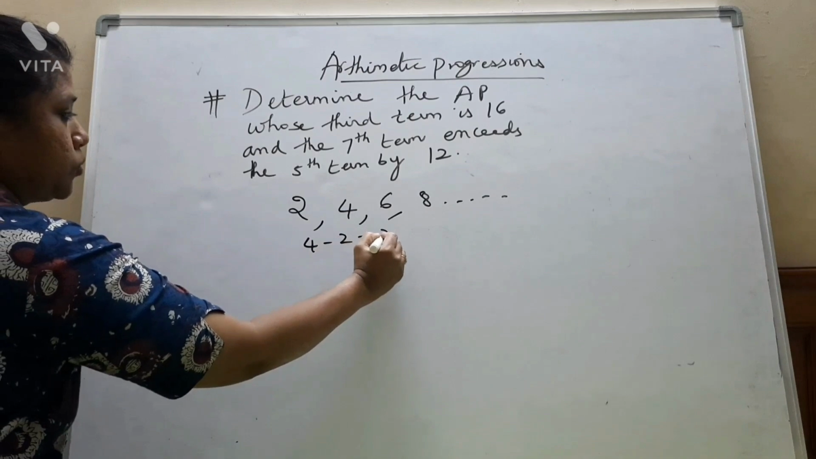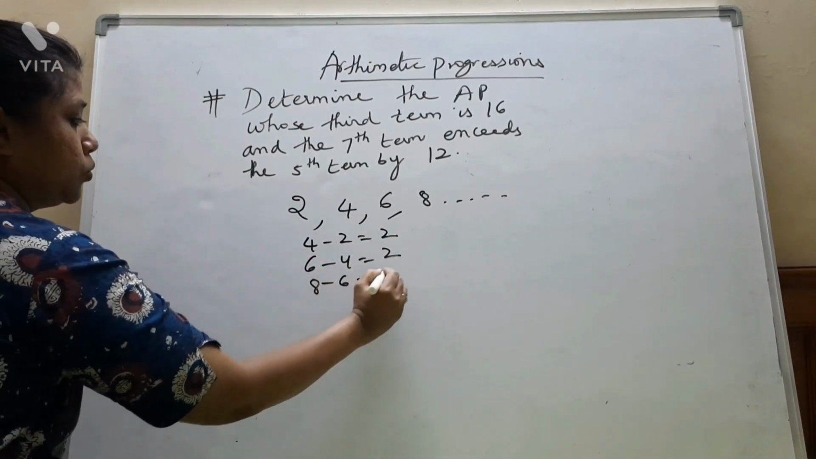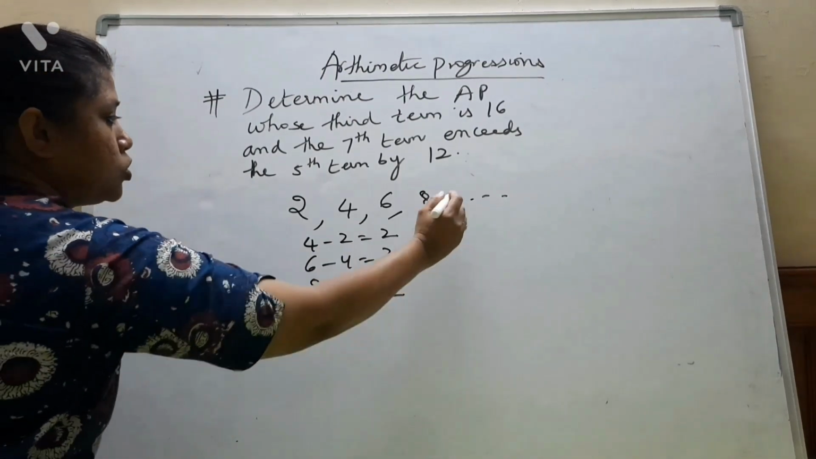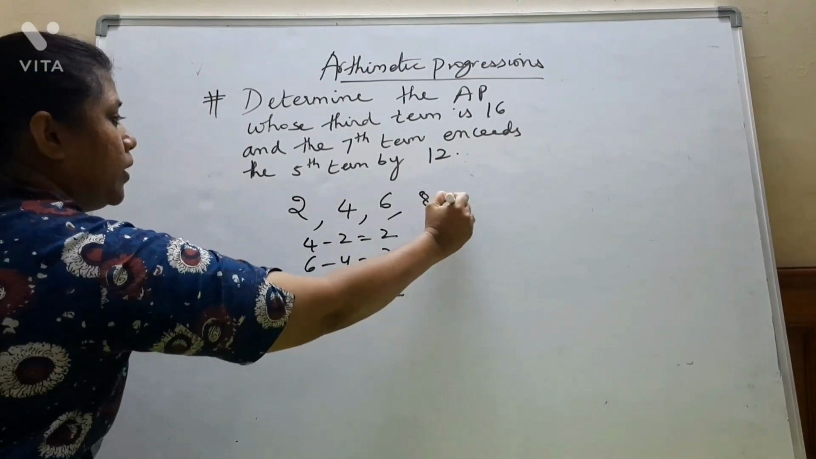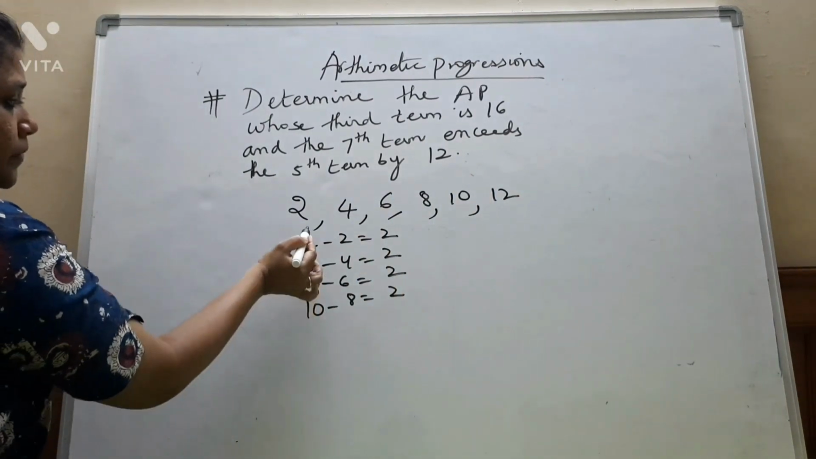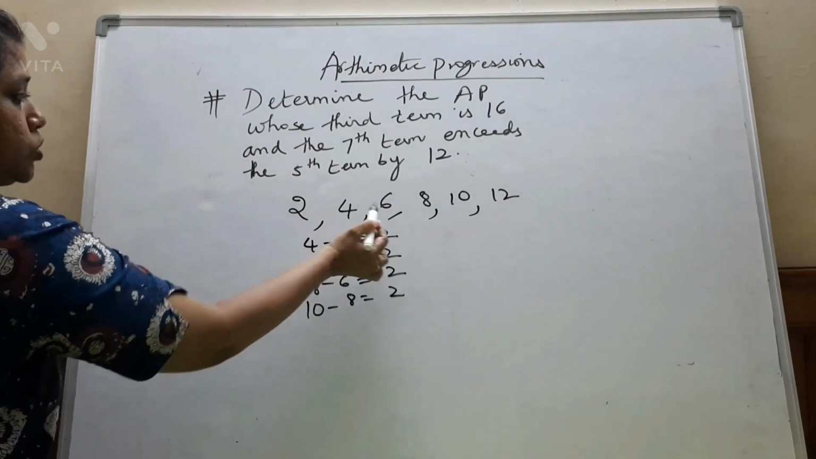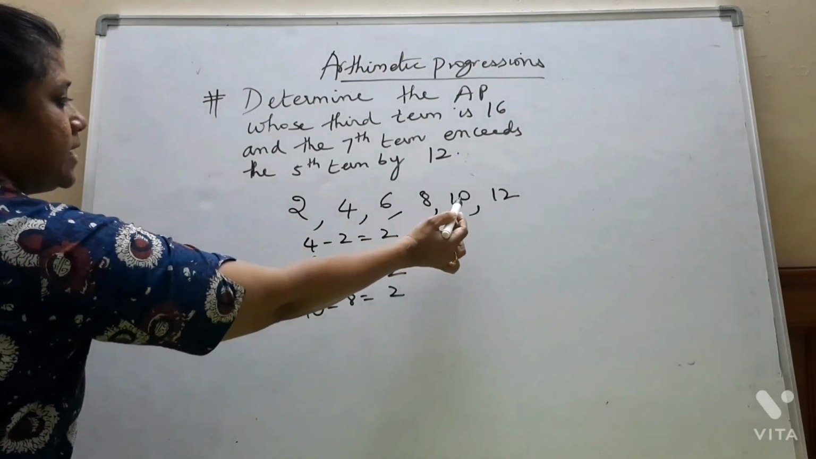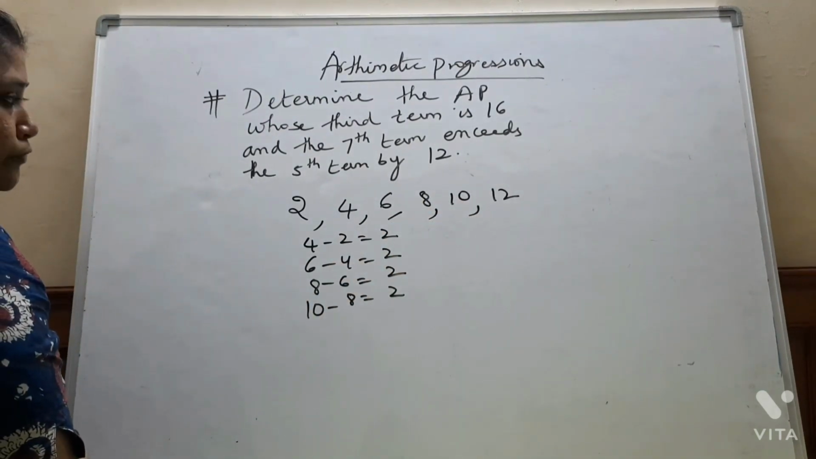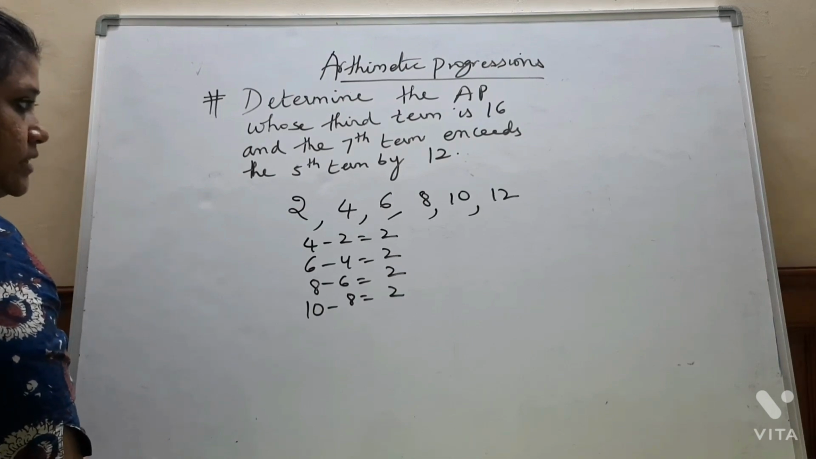4 minus 2 is 2, right? 6 minus 4 is 2. 8 minus 6 is 2. So similarly you would say 10 minus 8 will be 2. So you will say that here you will get 10 and after that you will get 12. So what is this? This is nothing but the difference, is it not? 4 minus 2, 6 minus 4, 8 minus 6, 10 minus 8, 12 minus 10, nothing but you are taking the difference, and this difference is common throughout the series, is it not?